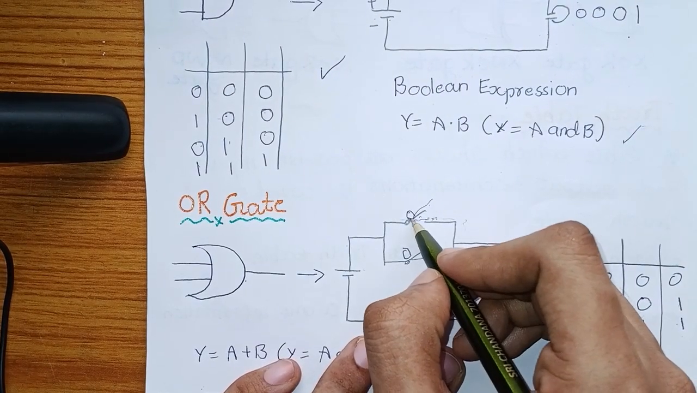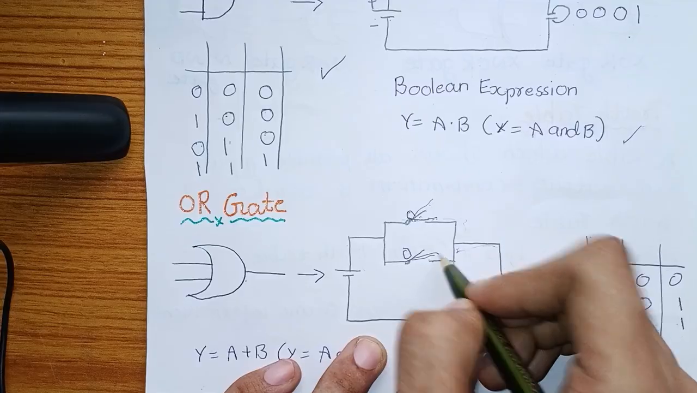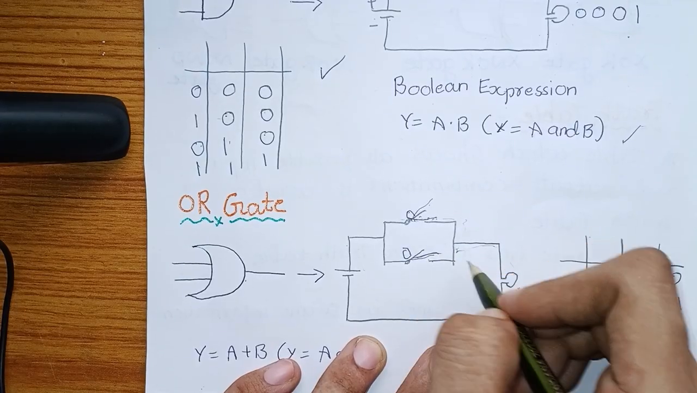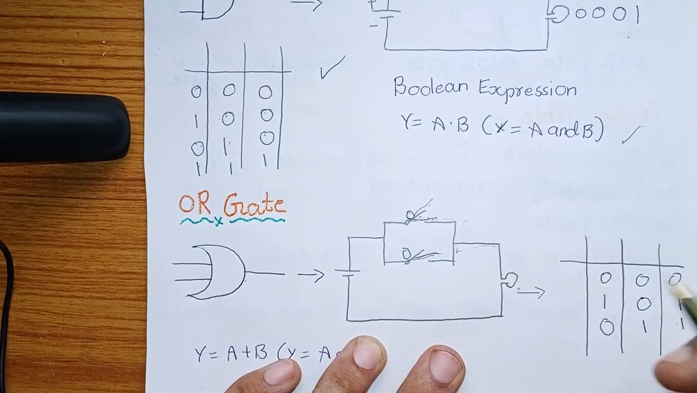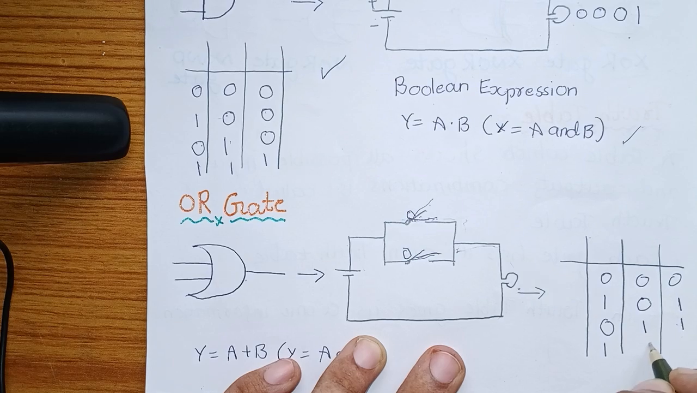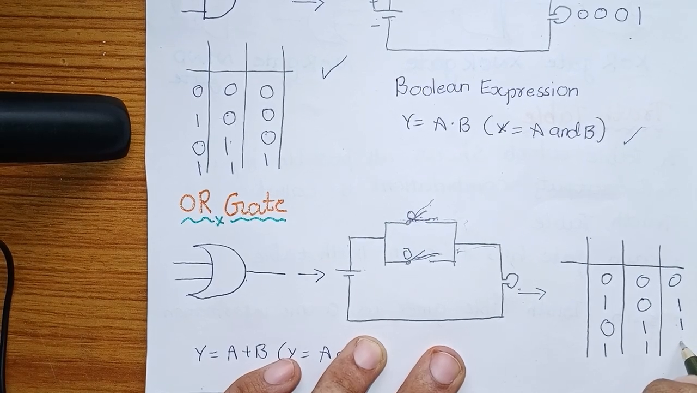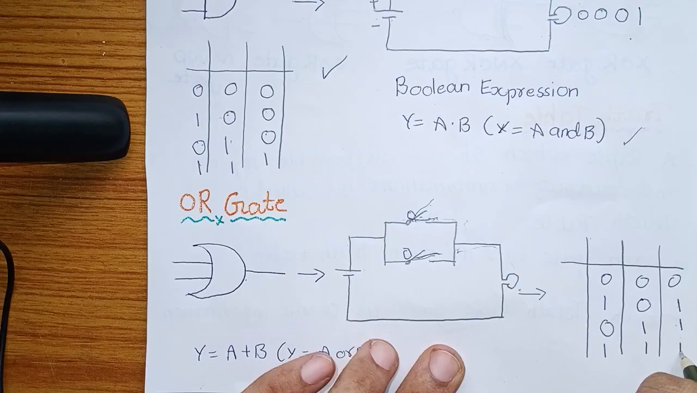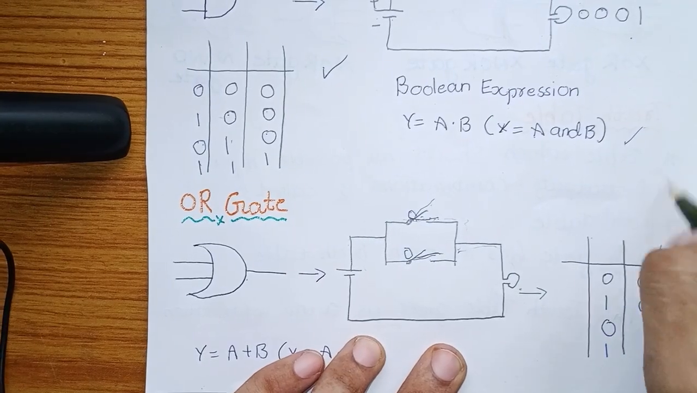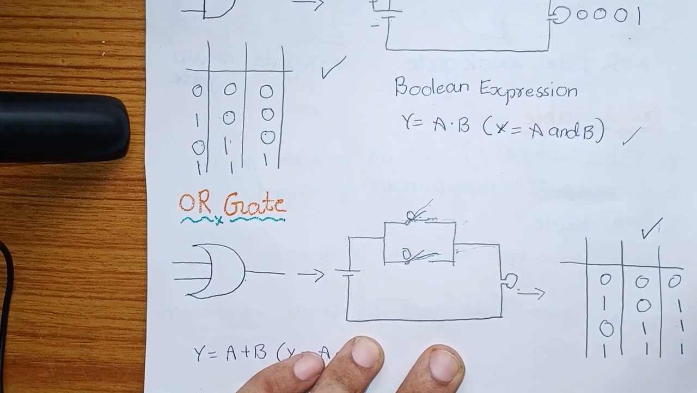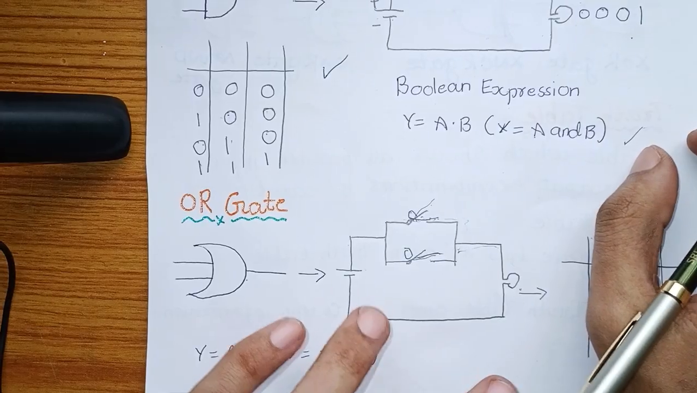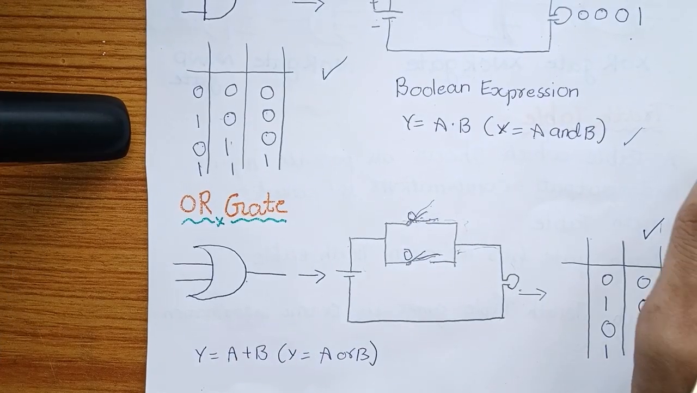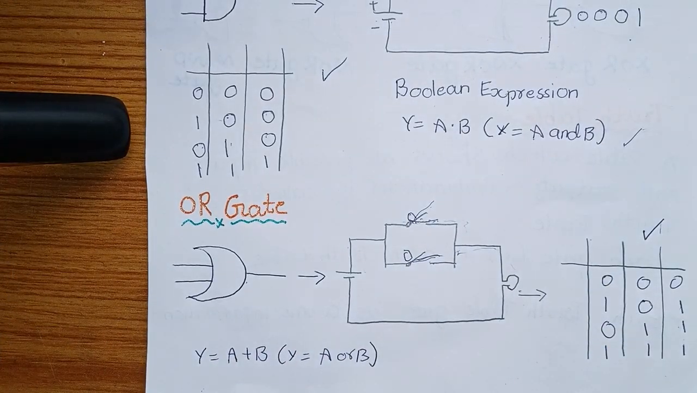If I close these two switches, will the current flow through the circuit? Yes, definitely. 1 and 1 will result in the output of 1. This is the truth table of the OR gate, nothing more. We are already almost finished.